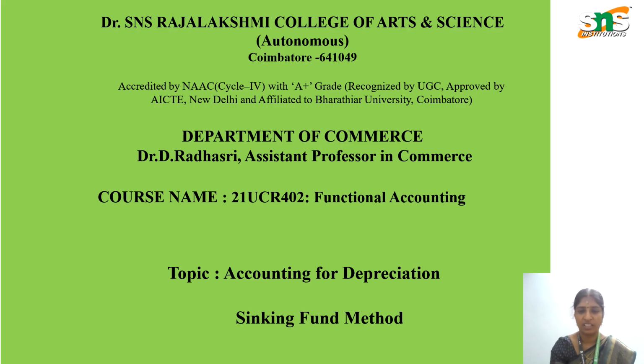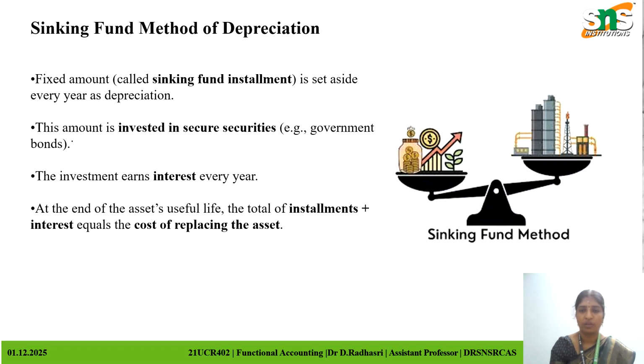The next thing we are seeing in functional accounting is the sinking fund method in depreciation. Did we see about the sinking fund method? In the sinking fund method, take the asset and its price. For example, an asset like a building or land is going to increase in value in the future. At the same time, the cash can increase by investing in securities, such as government bonds. A fixed amount, called the sinking fund installment, is set aside every year for depreciation.